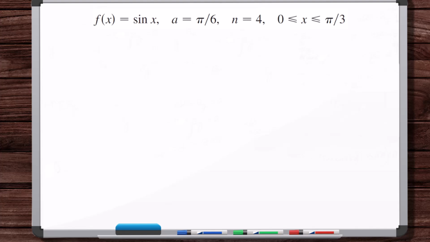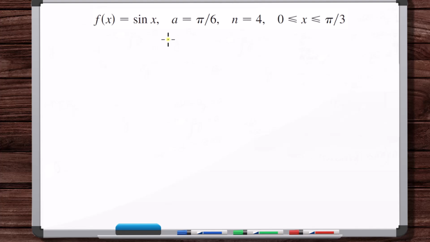Okay, this is the fourth Taylor polynomial example problem. We're going to do 10 of these. So once again, we're given the function sine x here, and we want to find the fourth degree Taylor polynomial of sine x centered at pi over 6.